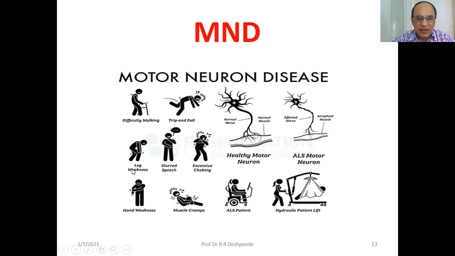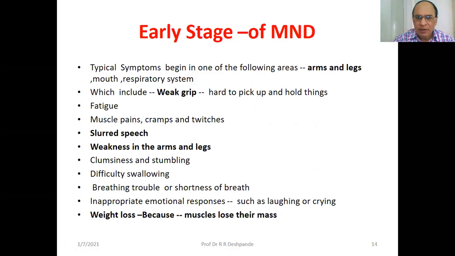Okay. Then leg weakness is there, slurred speech, excessive choking here. Okay. Then what is that? Hand weakness, muscle cramps, an ALS patient in a wheelchair, and a hydraulic patient lift. When we have to, because the patient is many years bedridden, so you must take some bed which will not cause bed sores. So there are some water beds available.